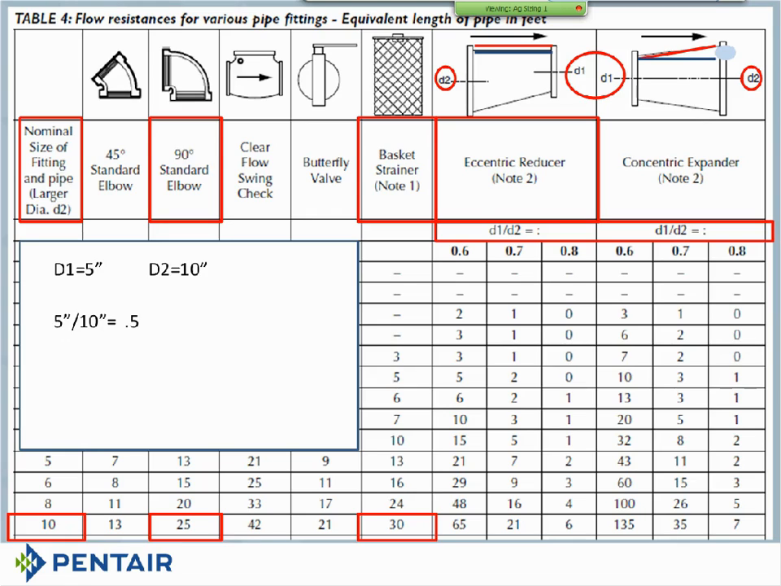Now you're going to notice if you look underneath the eccentric reducer, it says 0.6, 0.7, or 0.8. So the question is, which is 0.5 closer to? The answer, quite obviously, is going to be 0.6. So we look at 10-inch pipe, 0.6, and we find that that particular item is worth 65 feet of straight pipe. That's the equivalent length of straight pipe.